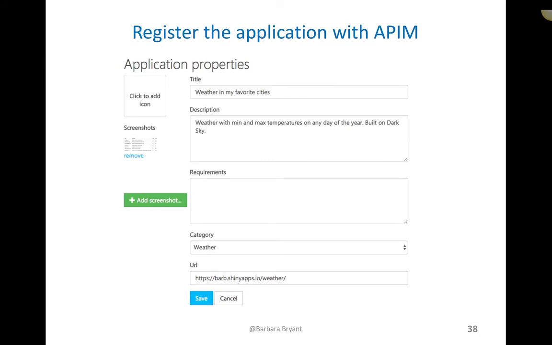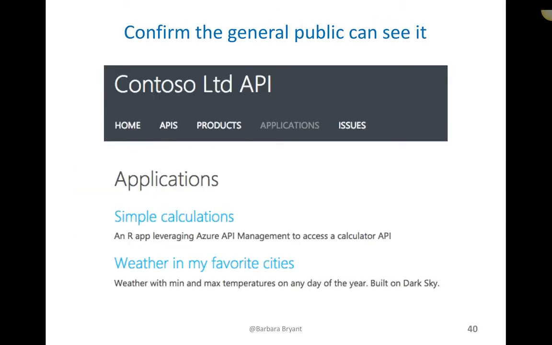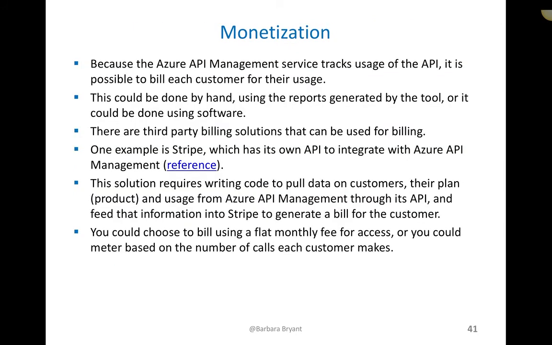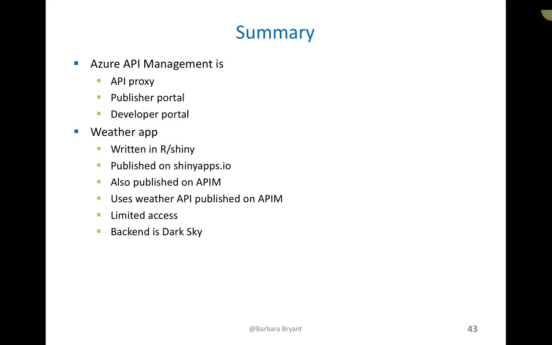Then I register the application with the API Management and publish it as publisher, and confirm that the general public can see it. So that's pretty much it. It is also possible to monetize your application easily by using Azure API Management. I did try out caching so that I wouldn't go back to the backend service more than I needed to.